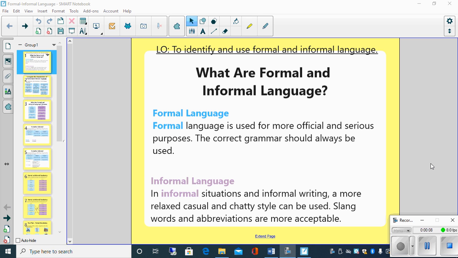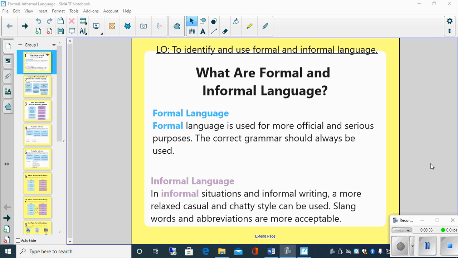Now today we're going to be focusing on a grammar element, and in particular the use of formal and informal language. Now this is something we've looked at before, but it's really good to be recapping this in particular because your next piece of writing is going to be writing a newspaper article, and we would be expecting to see examples of formal and informal language.